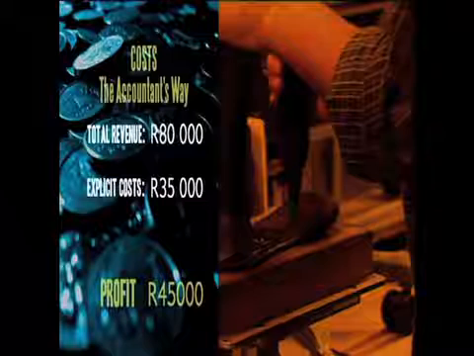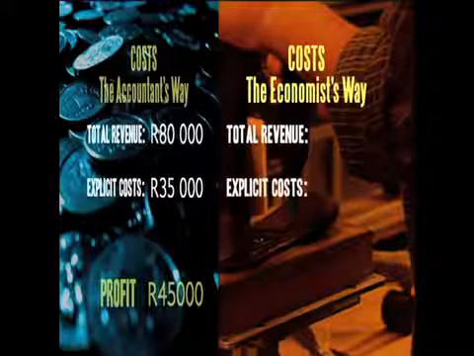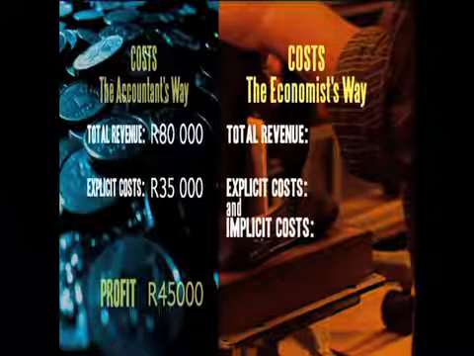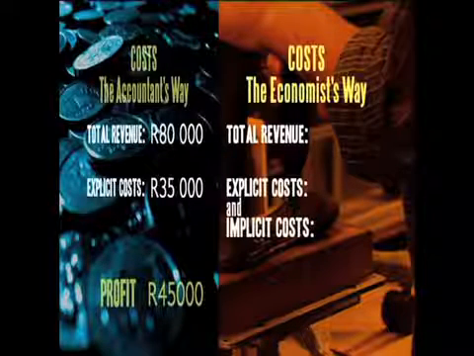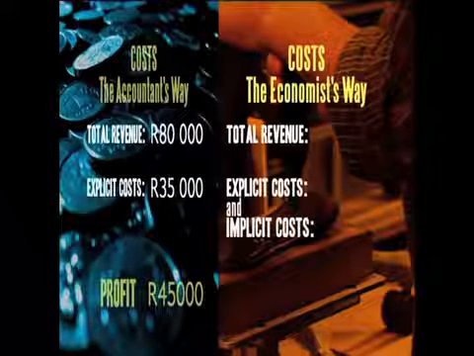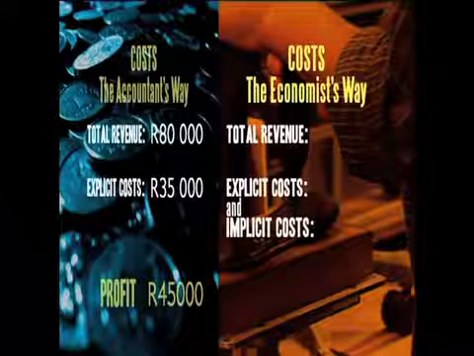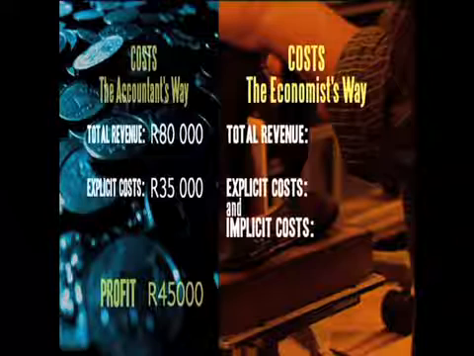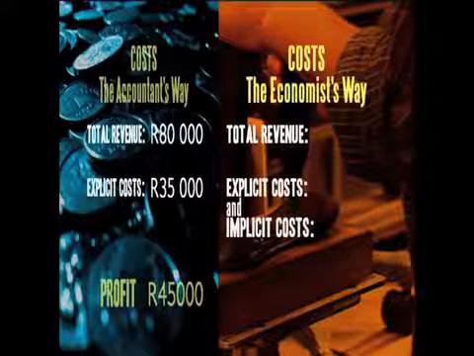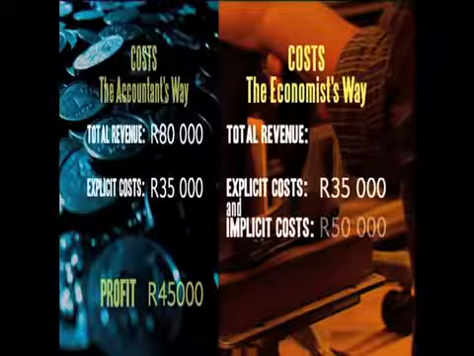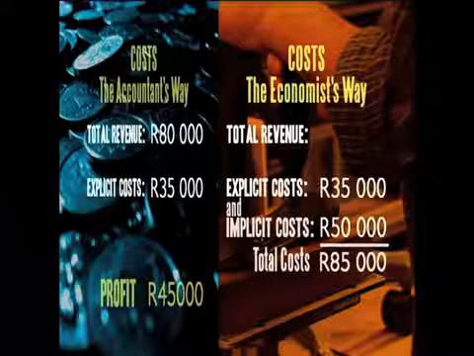Economists, on the other hand, calculate things slightly differently. The economist will also include the implicit cost. That's the opportunity cost of being self-employed. If you didn't run your own business and worked for someone else, you might have earned 50,000 Rand. Now this represents the opportunity cost of being self-employed. The economist's cost calculation is therefore explicit cost plus implicit cost. So 35,000 Rand plus 50,000 Rand, equaling now a total cost of 85,000 Rand.